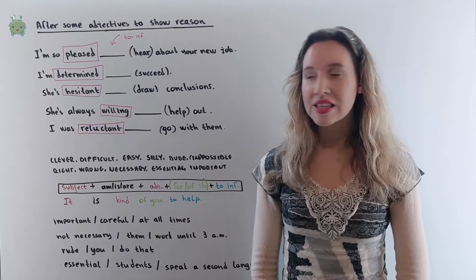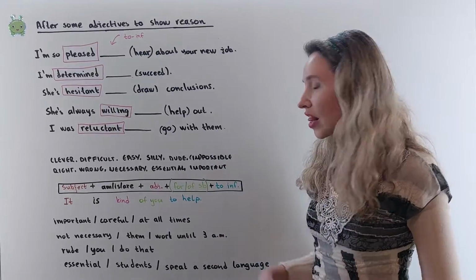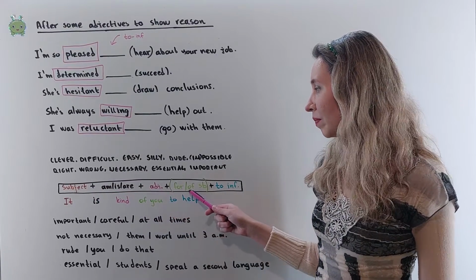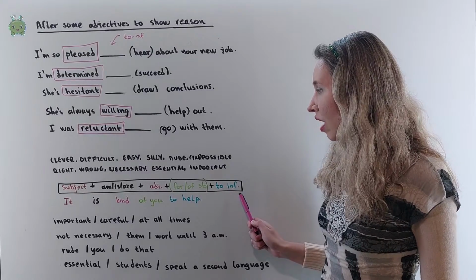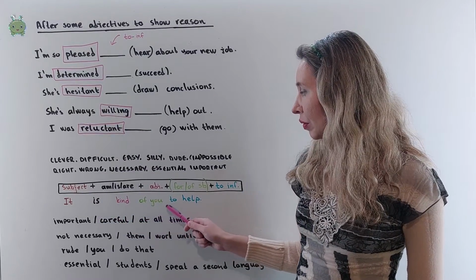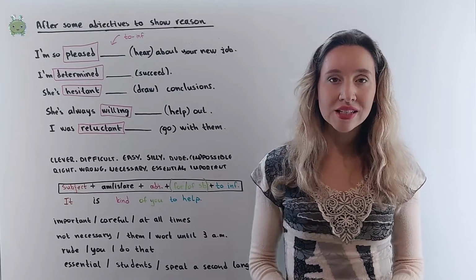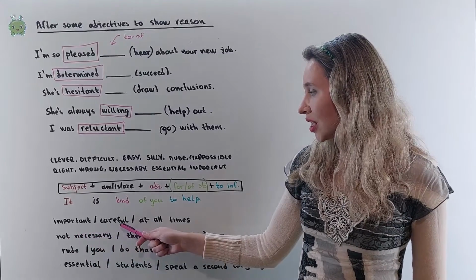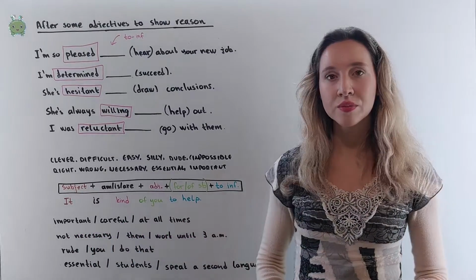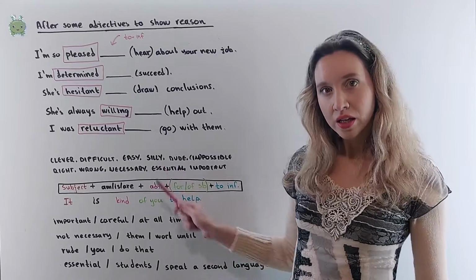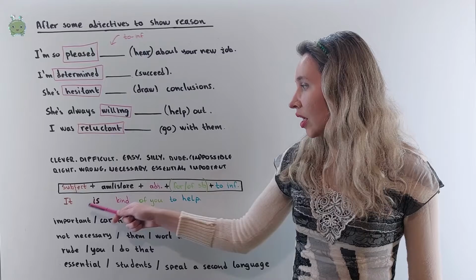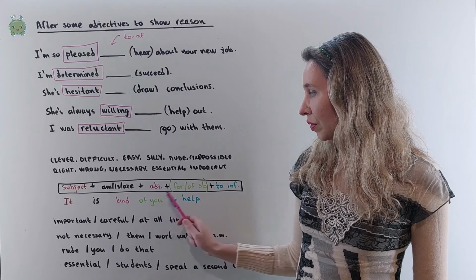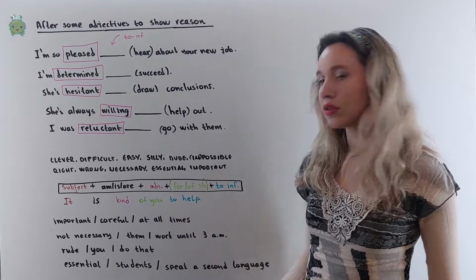Use the to infinitive after these adjectives. This is the pattern. Subject plus verb to be plus adjective plus for or of somebody to do something. It is kind of you to help. I'll give you an adjective and you'll use this pattern. So, important, careful at all times. Let's use this pattern. It's important for you to be careful at all times.